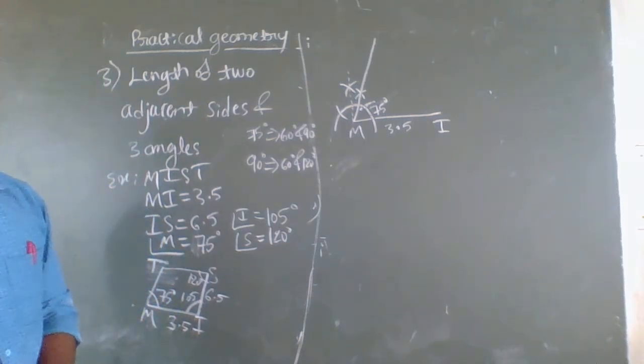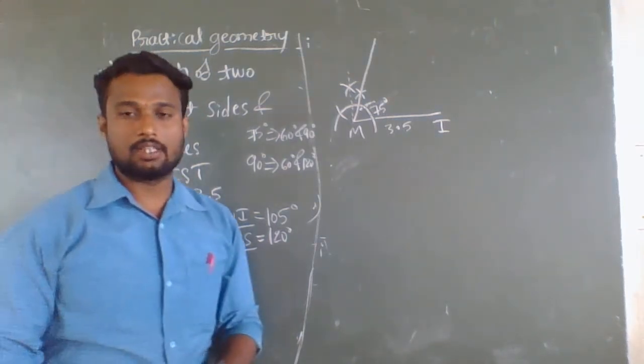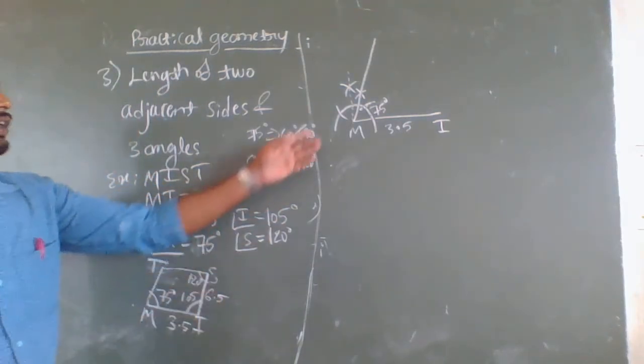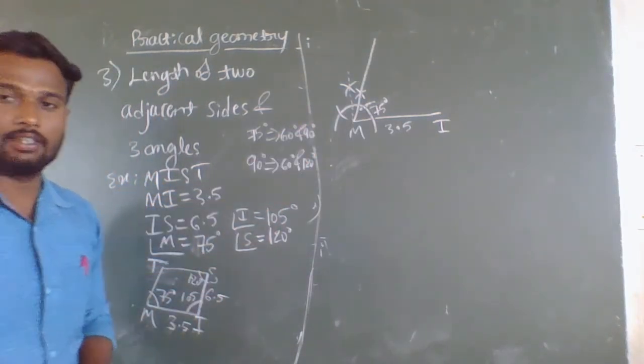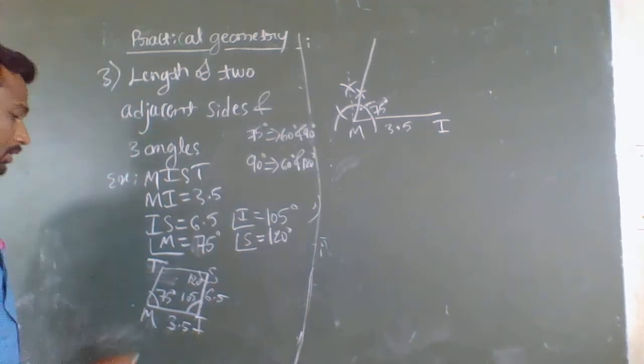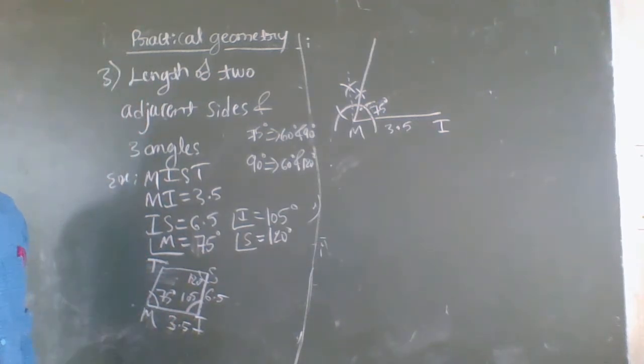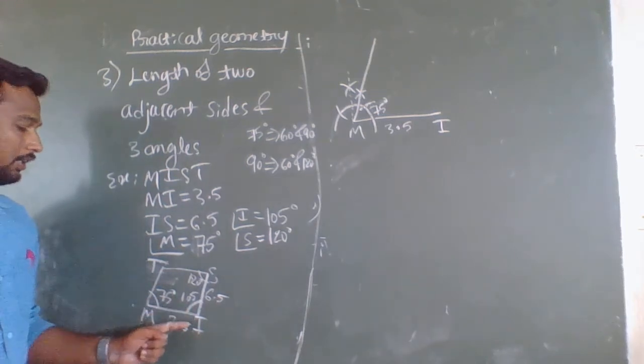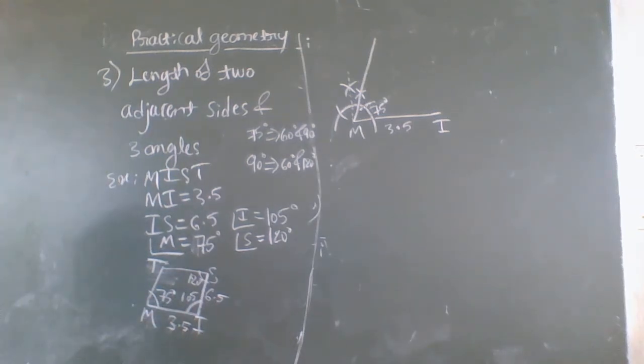If you haven't seen the previous class video, please go and watch that video. Then only you can understand this very easily. Next, we should construct 105 degrees. 105 degrees means, what you can do here.